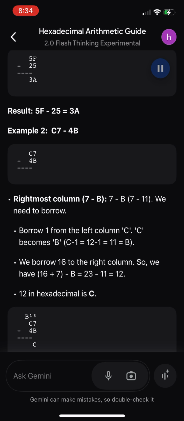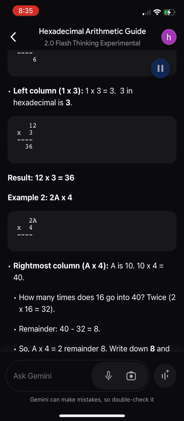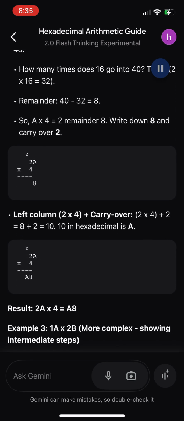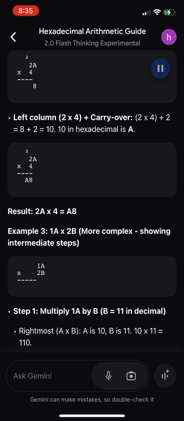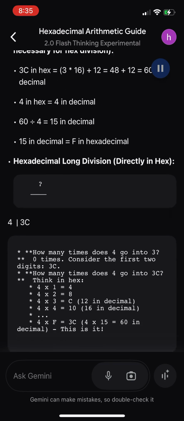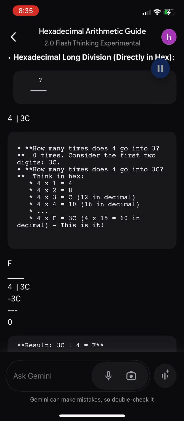Step 3. Add the partial products, 11E plus 340. Rightmost, E plus 0 is E. Middle, 1 plus 4 is 5. Leftmost, 1 plus 3 is 4. The result, 45E. So 1A × 2B equals 45E.